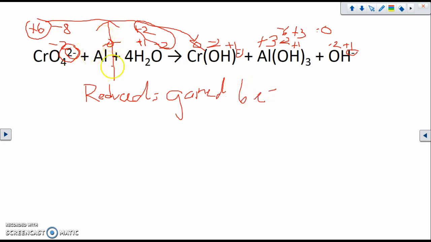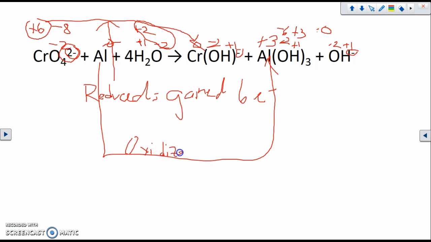If you look at it now, aluminum, folks, went from 0 to +3. So that means it has become more positive. That means you have lost electrons. So in this case, aluminum is being oxidized, and it has lost 3 electrons. FYI, you only need to know 50% of this. Once you find out one of them is being reduced, the other one that has changed charge is being oxidized.